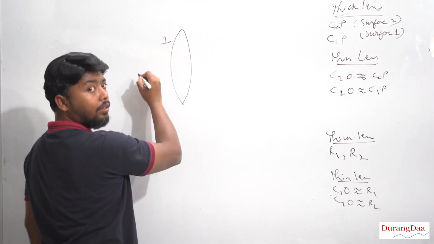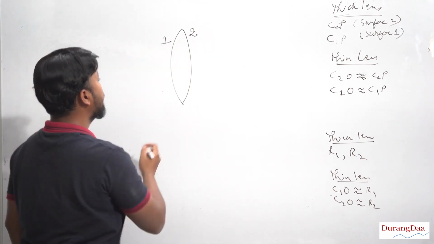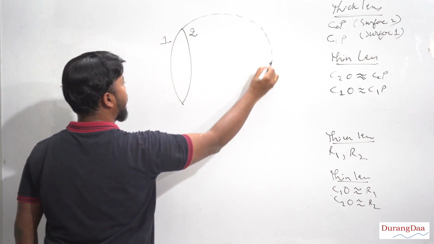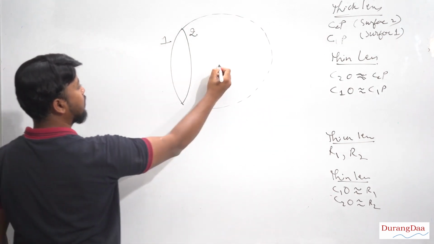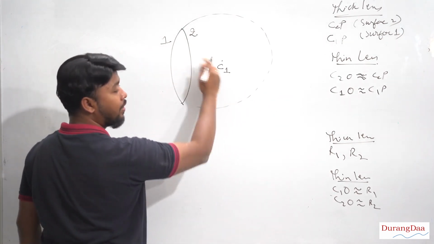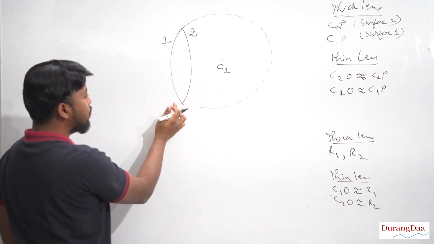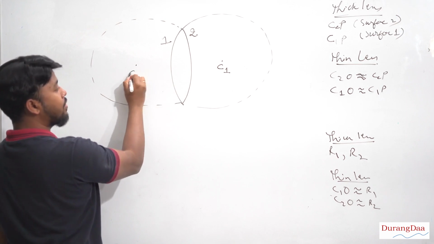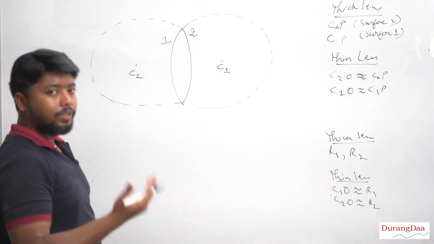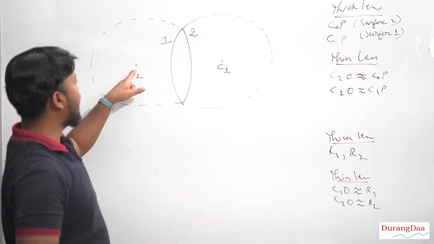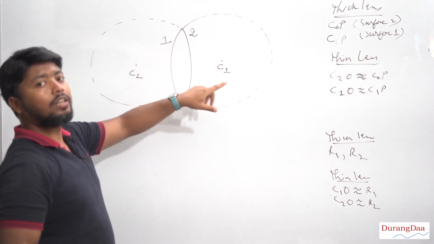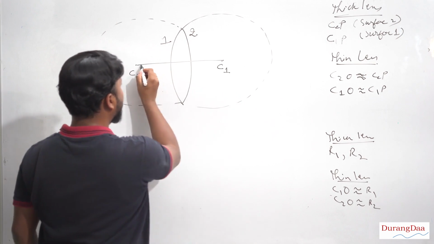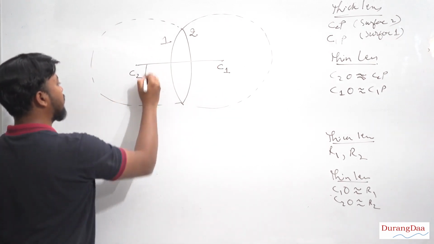This is surface 1, this is surface 2. If I draw the spheres, for surface 1, this is the sphere and the center of the sphere is here. For surface 2, this is the sphere, center of curvature C2. Now the principal axis is very simple, the line connecting the two centers of curvature. If I just draw a straight line and connect them, this is your principal axis.